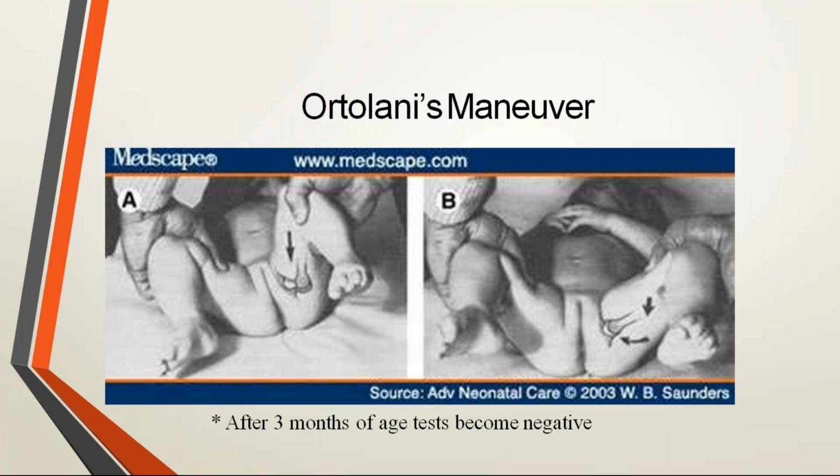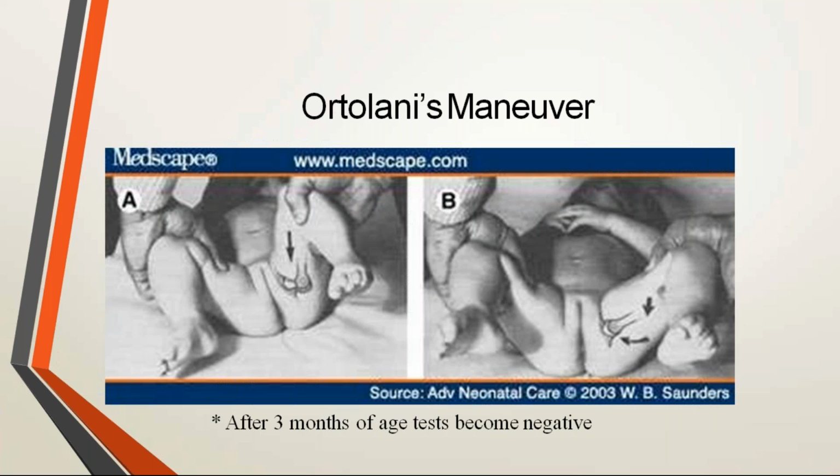In the second, you're relocating the dislocated hip. That is Ortolani's maneuver. Hold the baby over the thigh near the knee and tend to put the downward pressure. You can see the downward directing arrows, and tend to put the downward pressure and abduct it so that it will be relocated. You will hear a clicking sound if the femoral head is relocated.